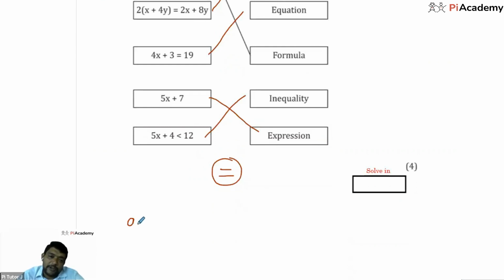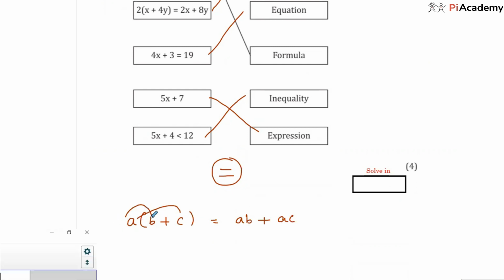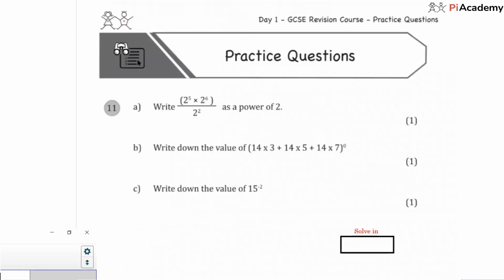Distributive property is basically you have A times B plus C is A times B plus A times C. AB plus AC. That's the distributive property. The A is distributed among both the terms in the bracket. Make sense? Yes. Wonderful. Good that you're asking questions, guys.